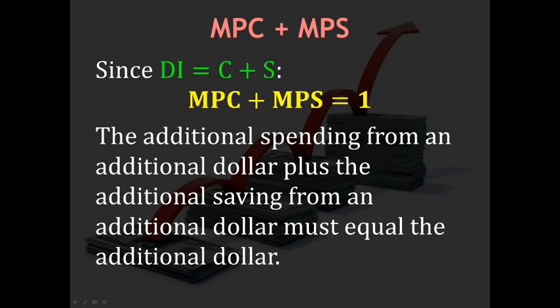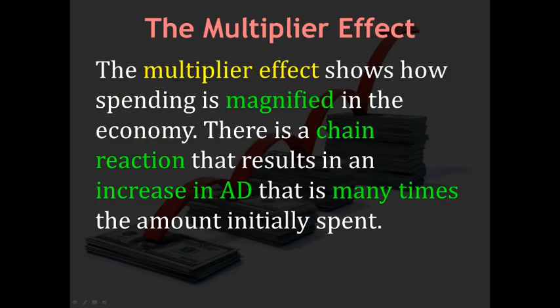Now, this idea of consuming and saving leads us to the multiplier effect. The multiplier effect shows how spending is magnified in the economy. There's a chain reaction that results in an increase in aggregate demand that is many times the amount initially spent. So it's best to illustrate this through an example.